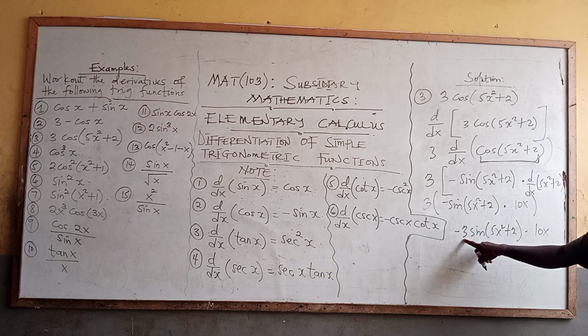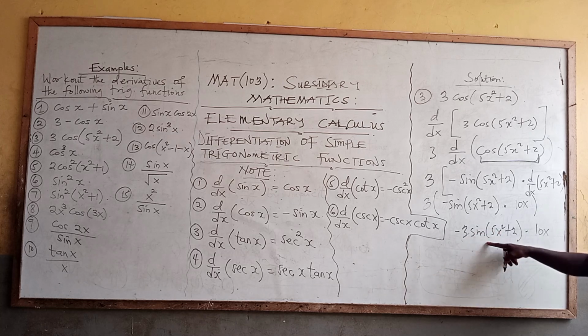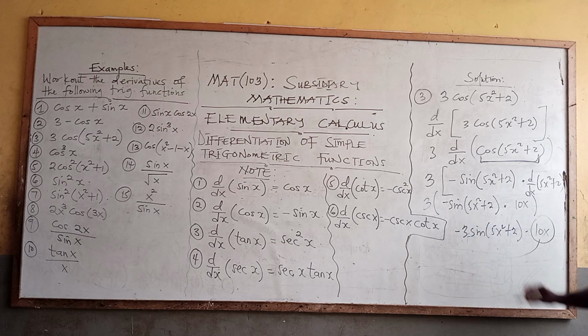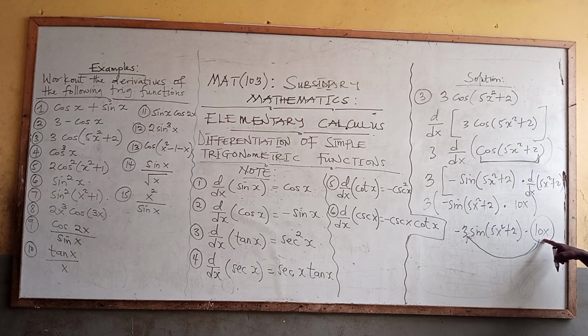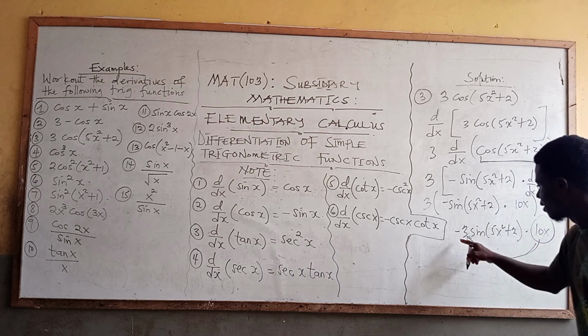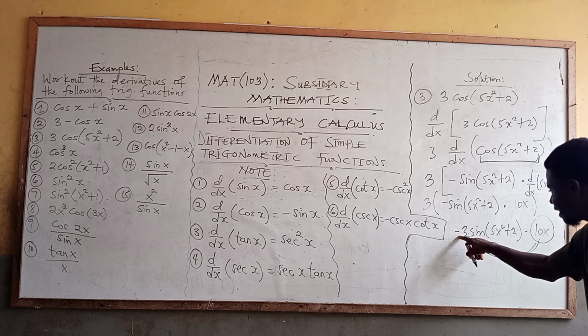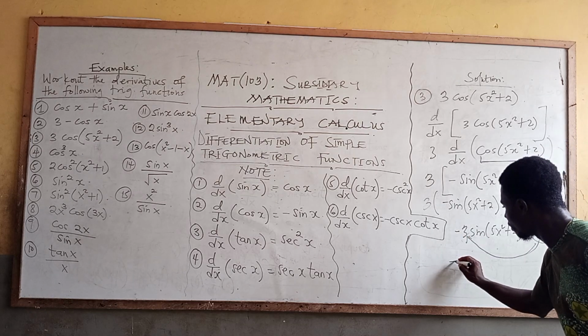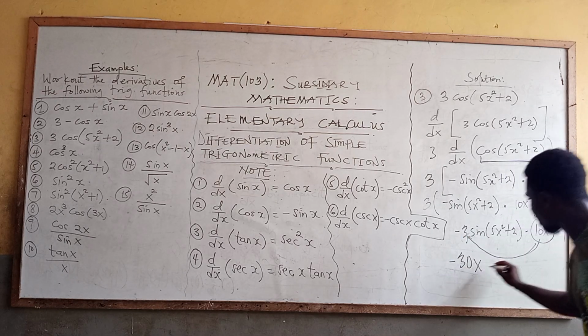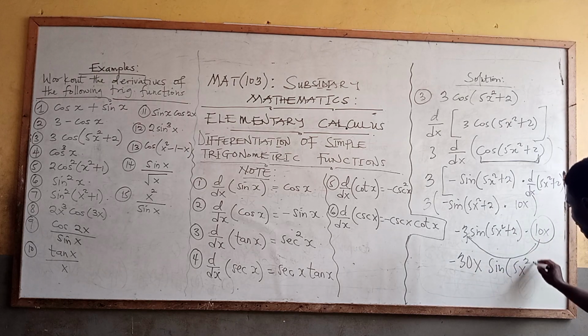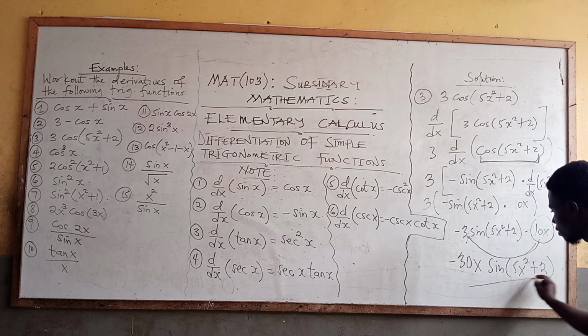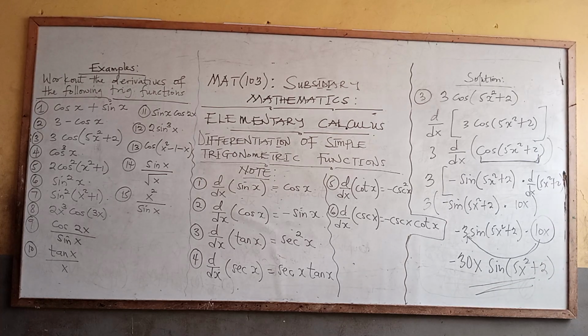Don't forget, this minus is multiplication. So I can take it as multiplying, but you cannot multiply the sine by that. You can multiply 10x by minus 3. Negative 3 times 10x will be negative 30x, then sine(5x squared plus 2). So this is how it is.